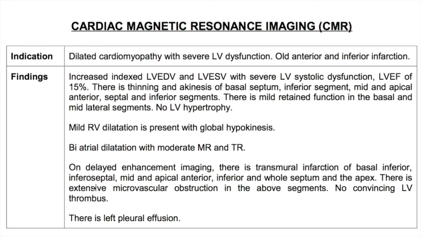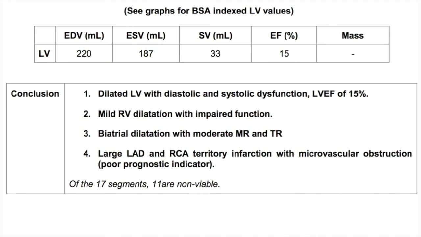We also talk about whether there is any LV thrombus or not, and in this patient there was extensive microvascular obstruction. We do make a comment of this. The second part of the report has the volumetry of the left ventricle, and the body surface area indexed volumes are given in the second page of the report.